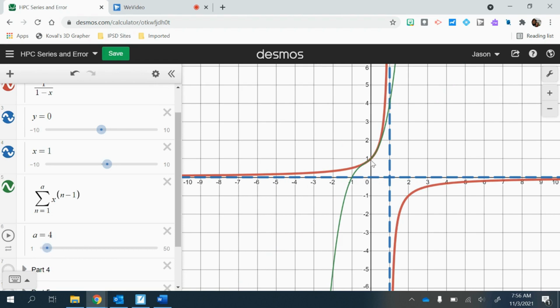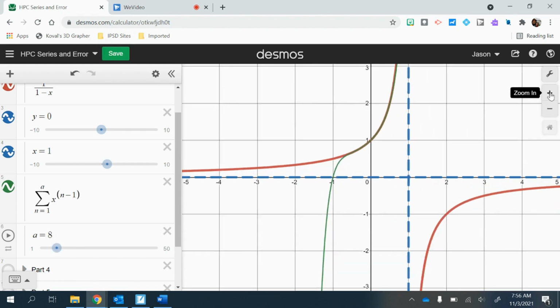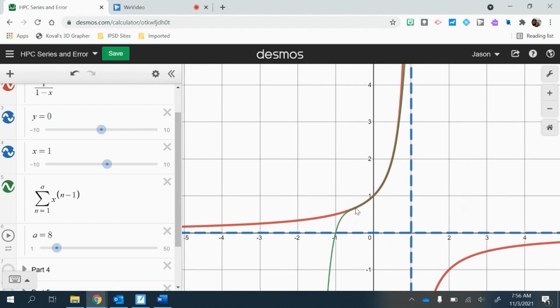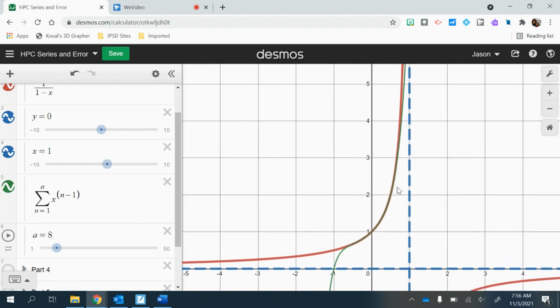So what we see is, as we add more terms, it appears that the green curve is staying pretty close to the red curve. And it appears to be staying pretty close to the red curve a little bit longer, a little bit longer, a little bit longer. As I zoom in, it appears to be a pretty good approximation for a while, and then it stops.